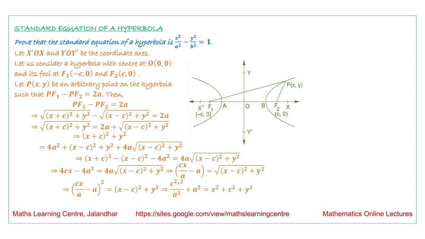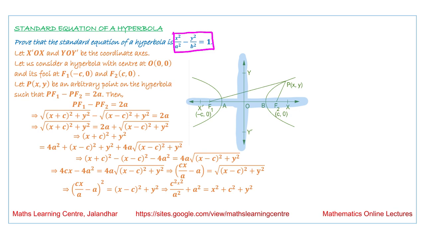Next we have the standard equation of a hyperbola. We have to prove that the standard equation of the hyperbola is x square over a square minus y square over b square is equal to 1. The proof is similar to what we have done in our previous lectures. Suppose we have a hyperbola, and X'OX and Y'OY are the transverse and the conjugate axis of the hyperbola.